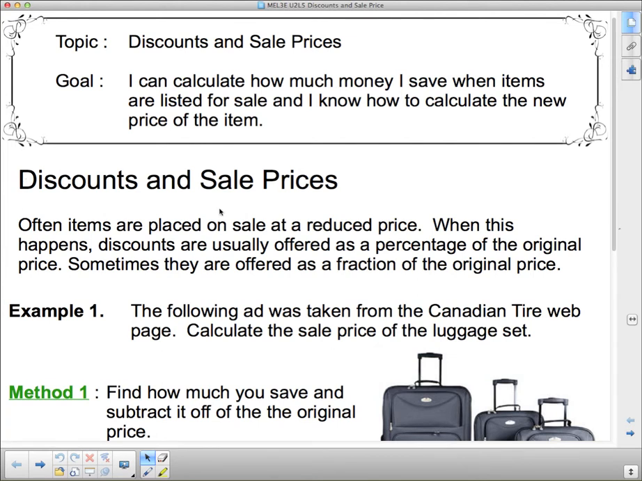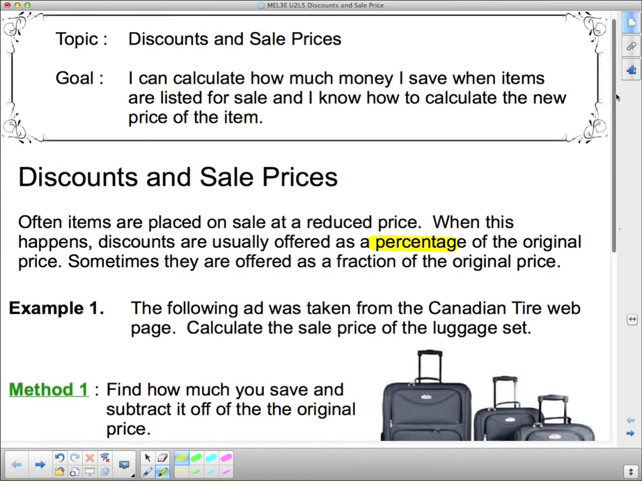Anyway, when this happens, discounts are often offered as a percentage of the original price. And sometimes they're offered as a fraction of the original price. So we're going to look at how to calculate the sale price in both instances. So we're starting with example one here.